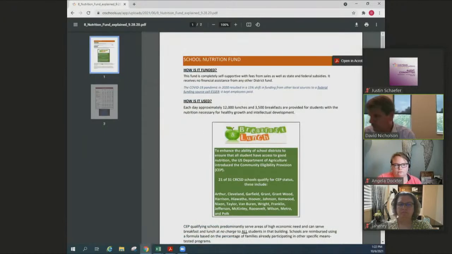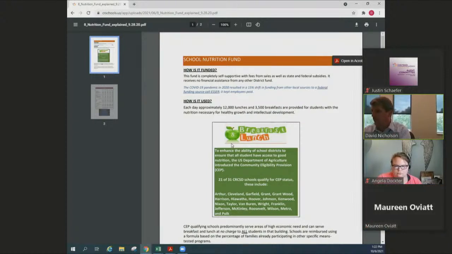The nutrition fund is basically self-explanatory. Basically, it's self-supported, with fees, well, I guess it was from state and federal subsidies. We have a little state, but mostly federal funds right now, because it's all kids eat for no charge right now, under a program that started with COVID, and that's still in place for all of this year.